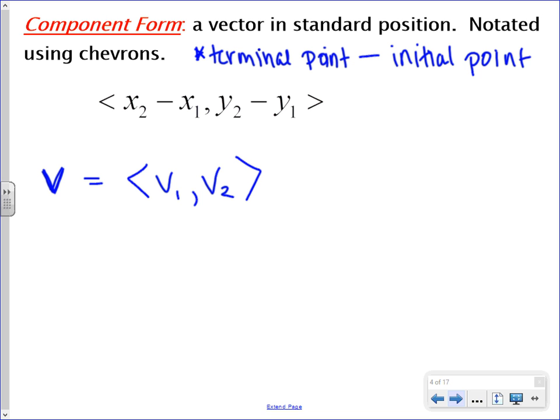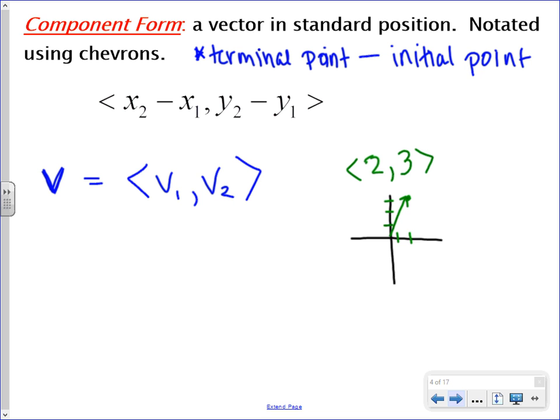If you need kind of a picture of what that looks like, if I gave you the vector <2, 3>, remember component form is giving it to us in standard position. So the vector <2, 3> would look like this. We have a horizontal component of 2, vertical component of 3. There's the vector <2, 3>. It's just plotting that point and drawing it in standard position.